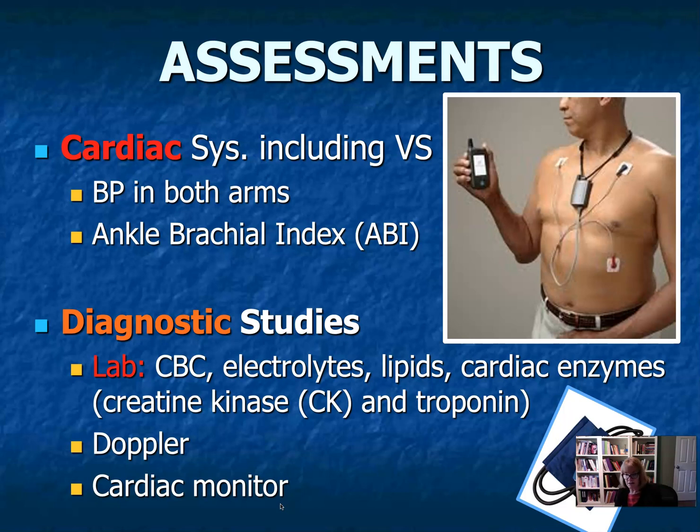Other diagnostic studies. Lab: a complete blood count. BMP, metabolic panel. We're going to be more interested in that when we look at fluid and electrolyte balance, but electrolytes can also give us an idea of perfusion of the kidneys. So that can be helpful. Lipid values: is their HDL high or low? Is their LDL high or low? Their total triglycerides, giving us an idea of where they are cardiovascularly.